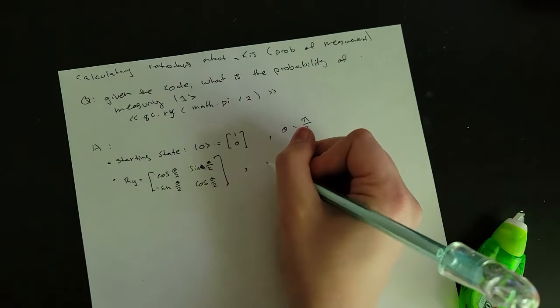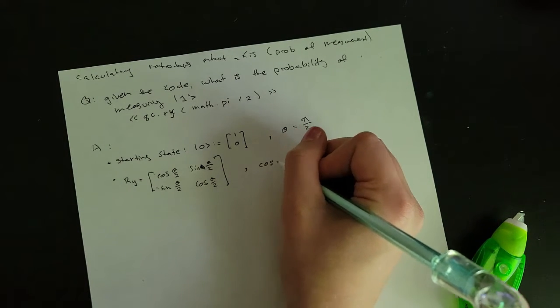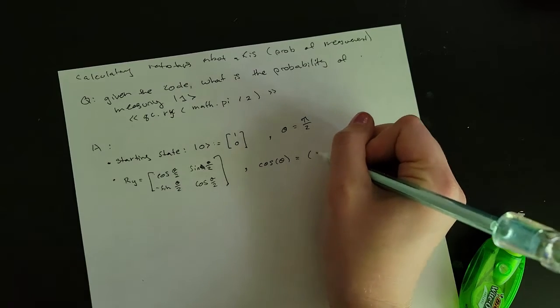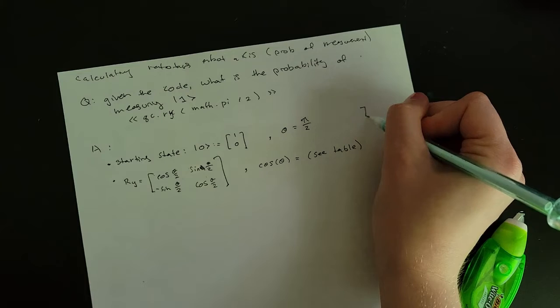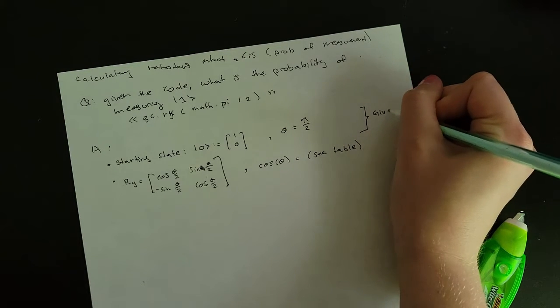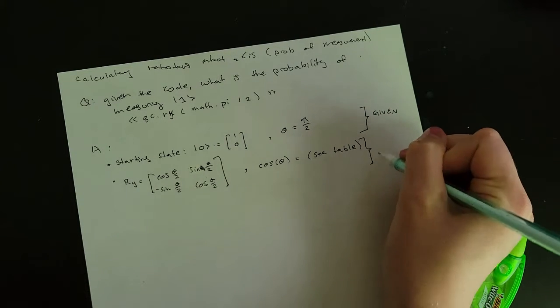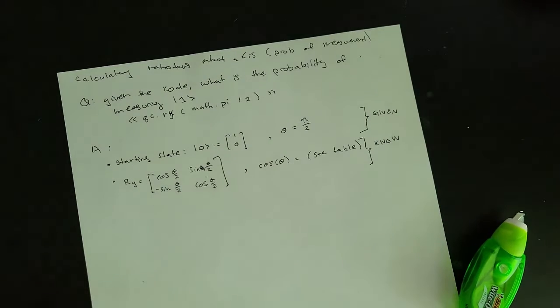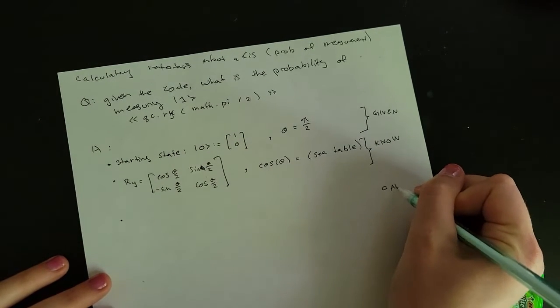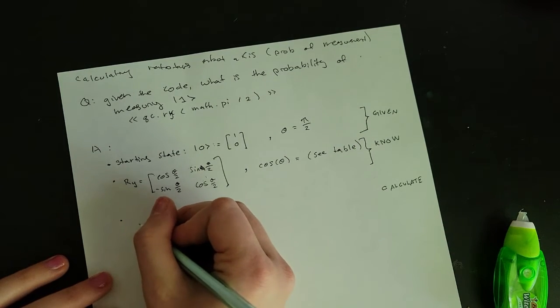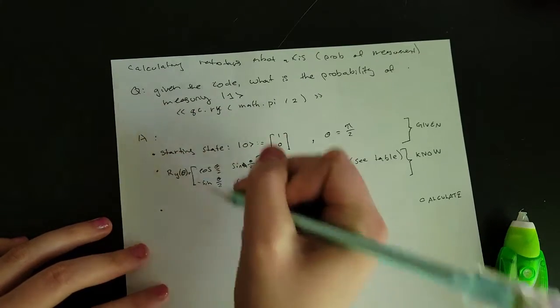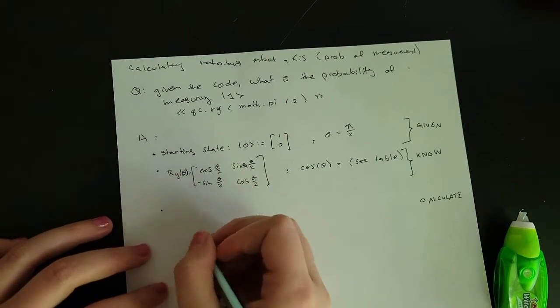So our angle is pi over 2, which was specified in the code. And we know cos of pi over 2 because of that first table that we know. So whenever I do a math question, the first thing that I like to have is our givens, which I get from the question. And the knowns are things that I have memorized on the back of that page there.